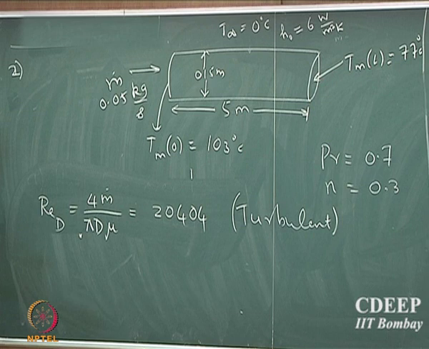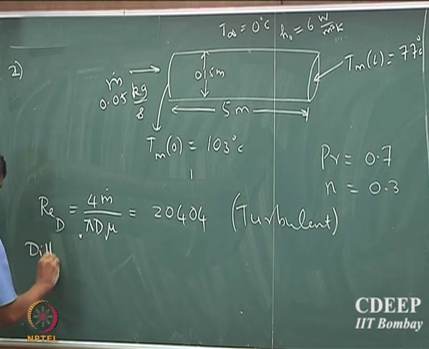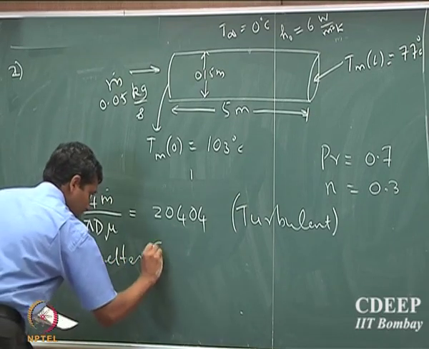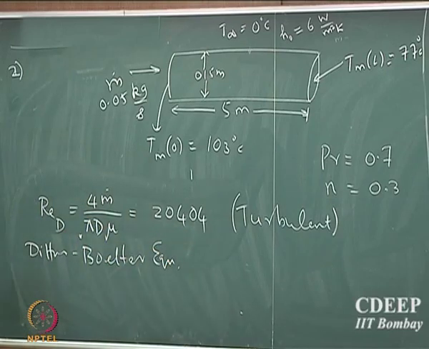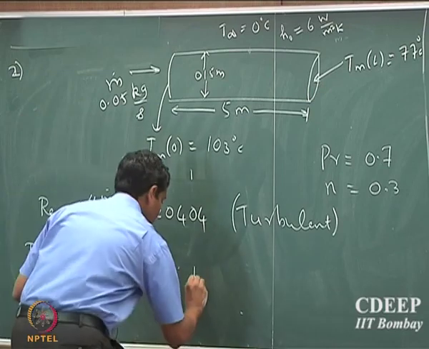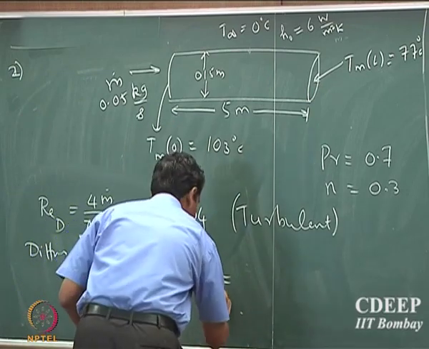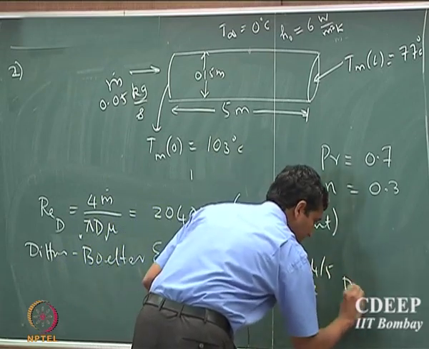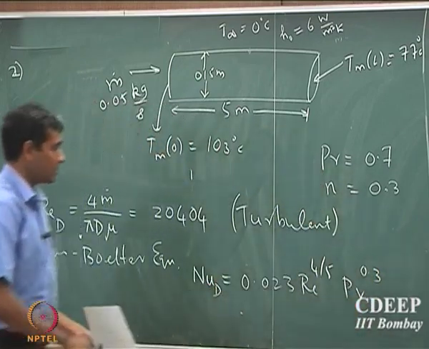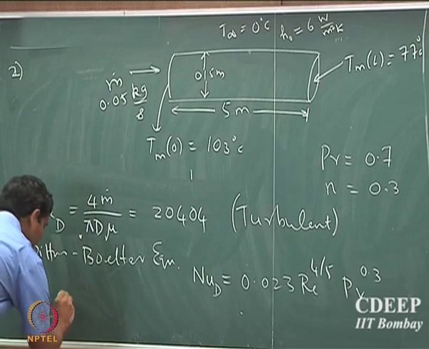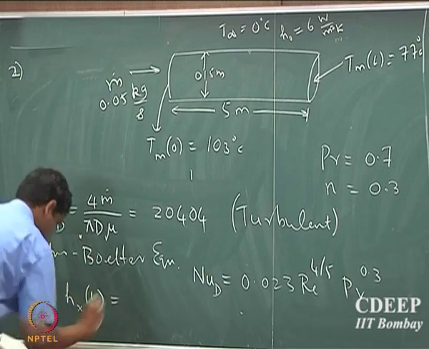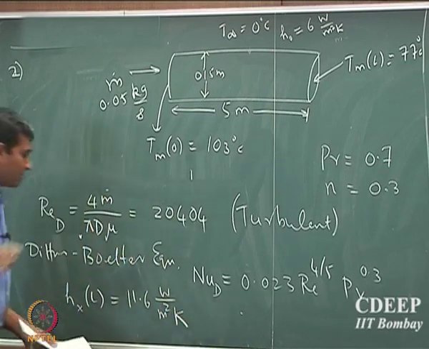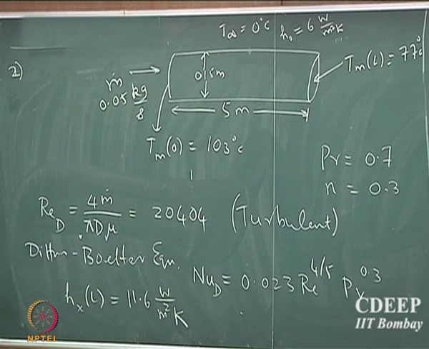Under turbulent conditions, we have to use the Dittus-Boelter equation to find the Nusselt number. So Nu based on D is 0.023 Reynolds number to the power of 4 by 5, Prandtl number to the power of 0.3. From here we find that h will be 11.6 watt per meter square Kelvin. So that is the heat transport coefficient at L.